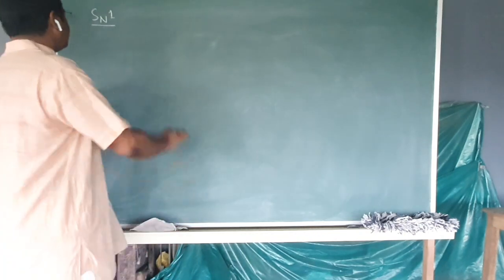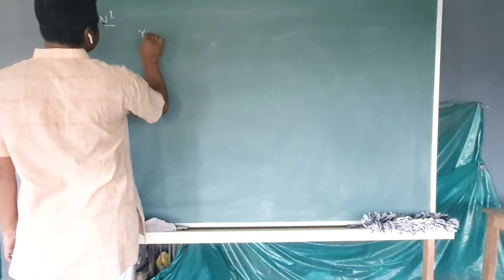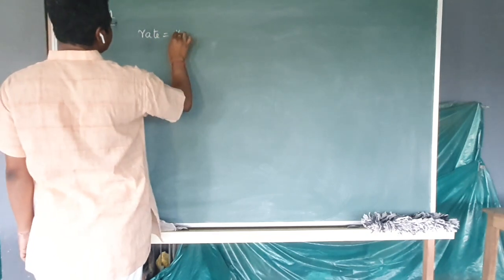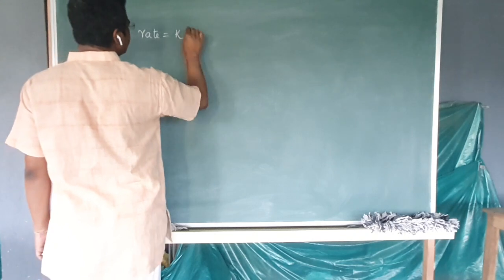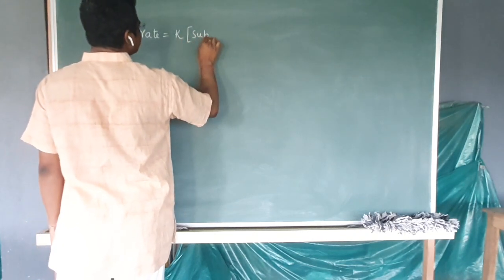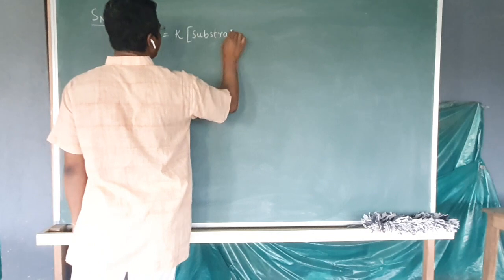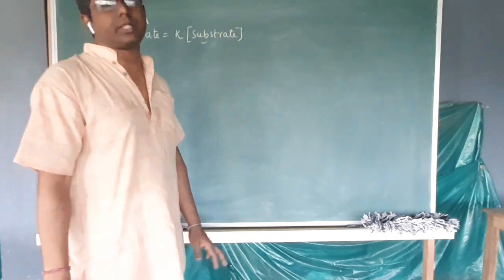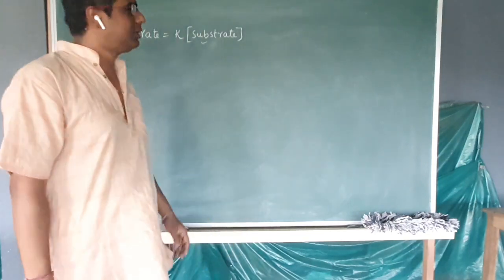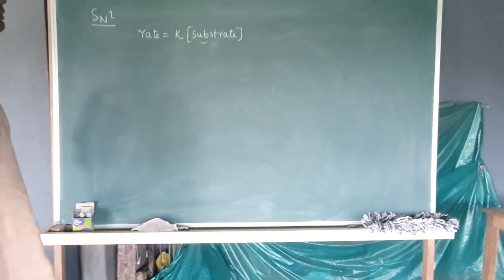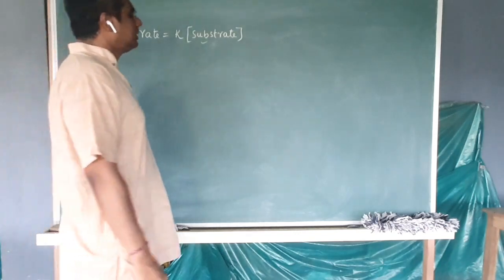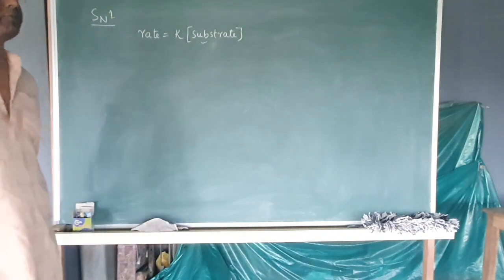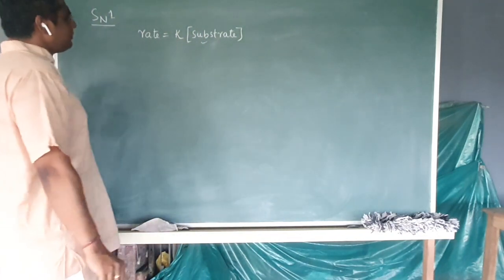Okay, because this is SN1, in this case, you have studied rate in kinetics, right? Rate is equal to rate constant into substrate. So it depends only on the concentration of the substrate. What is the substrate over here? Substrate is nothing but the alkyl halide itself. So that is why it is called SN1 reaction, because it follows first order kinetics. Okay, unimolecular first order kinetics.